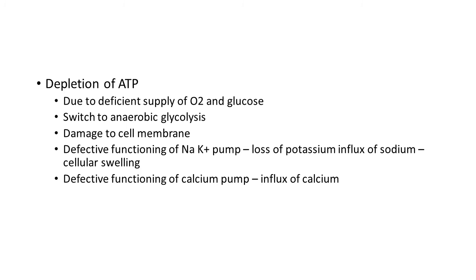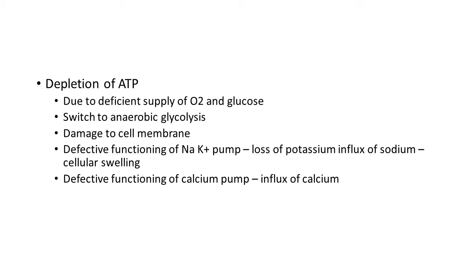Now coming to the mechanism of cell injury. The first thing which happens is the depletion of ATP or the decreased generation of ATP. This occurs due to deficient supply of oxygen or glucose or both. Here there is a difference which we discussed earlier while discussing hypoxia and ischemia. In hypoxia, only the oxygen carrying capacity is reduced, and so the oxygen is deficient. So the cells can switch to anaerobic glycolysis.